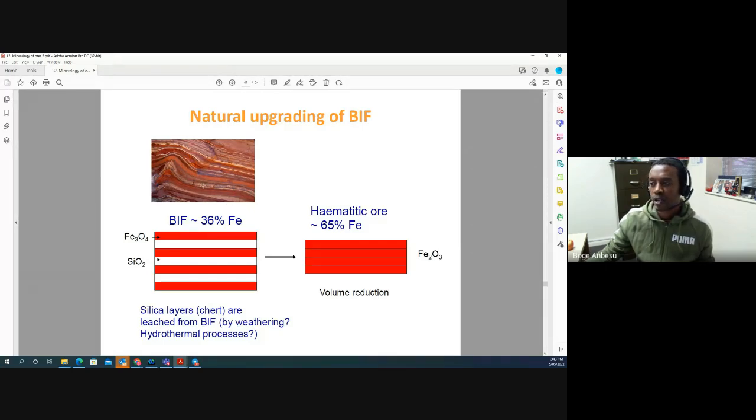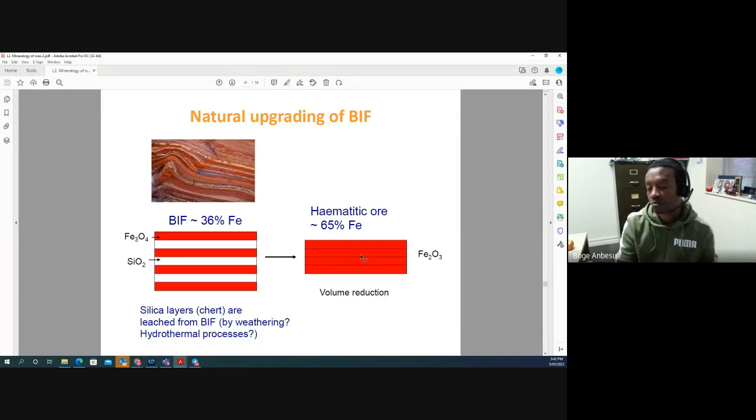And it looks like the one shown in that picture there, where you have a chert or a silica material banded with iron oxide. The picture shows the iron in red and the silica in white. Over time, this may have undergone weathering. We're not completely sure, but it might be a weathering process which kicks out the silica. And essentially you have very high quality hematite ore.